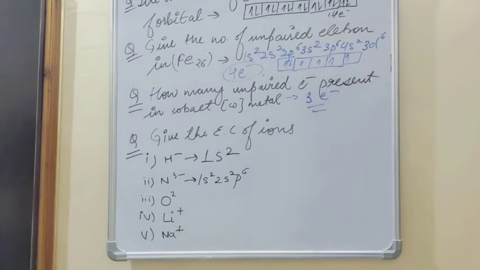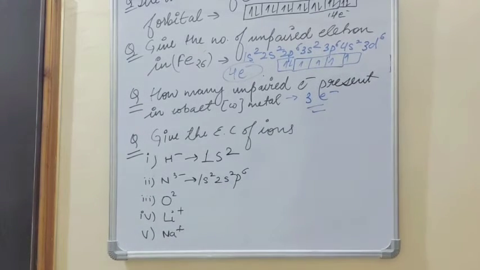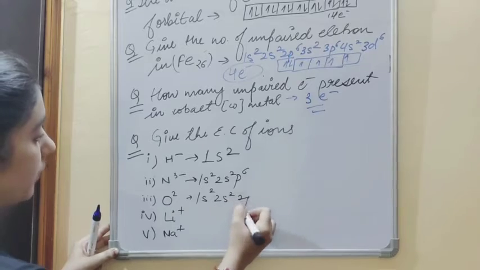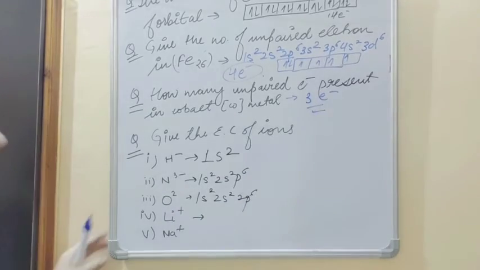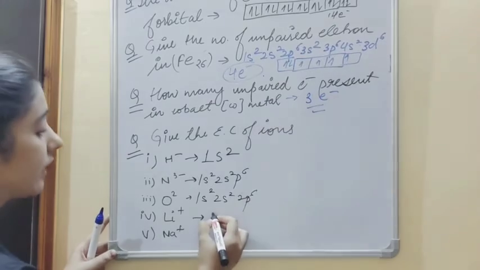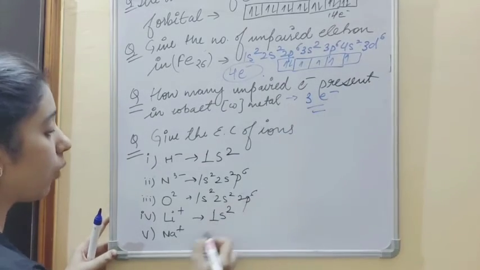and 2p6. Oxygen 2 negative: for oxygen the atomic number is 8 and the electronic configuration will be 1s2, 2s2 and 2p6. For lithium the atomic number is 3 and it has a plus charge, so one electron is removed and the electronic configuration will remain 1s2.